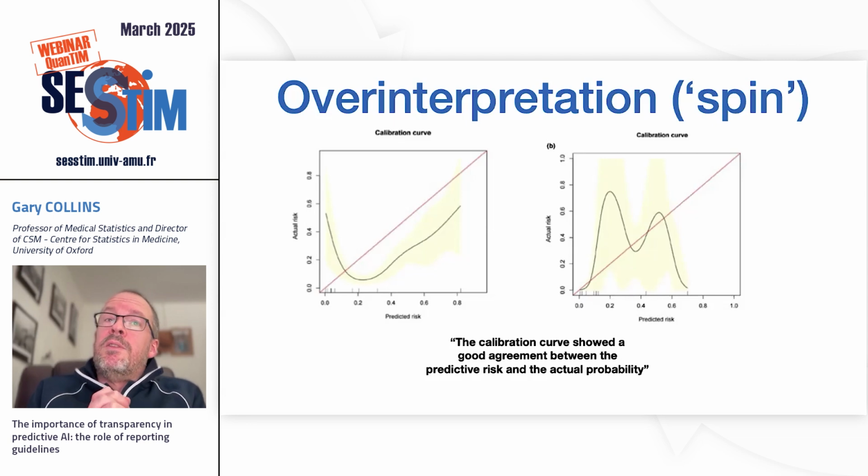As you can see, neither the black line on your left-hand side or right-hand side lies anywhere near that diagonal line. Yet the authors have said the calibration curves showed a good agreement between the predictive risk and the actual probability. This is just outright spin. I don't know if they even looked at the plots when they interpreted that finding. But this is the kind of thing we need to guard against.